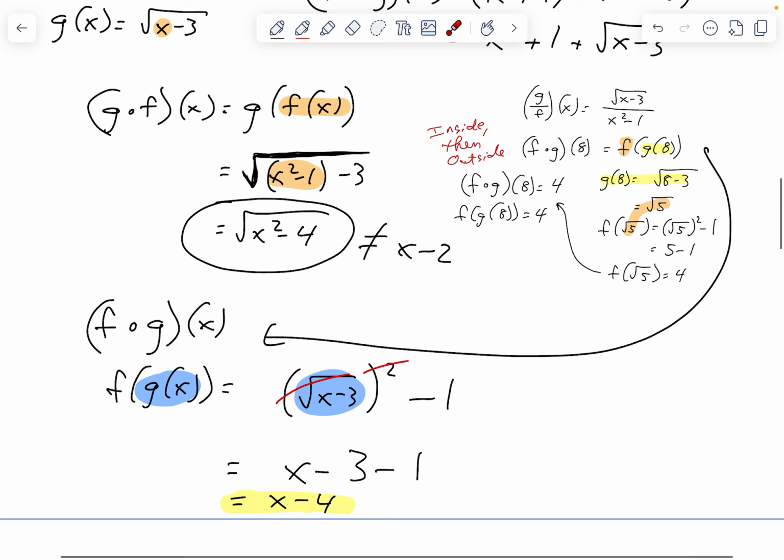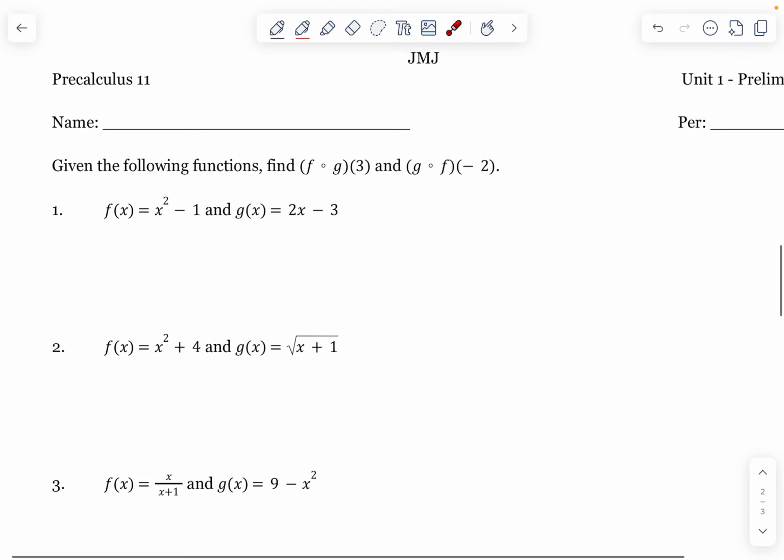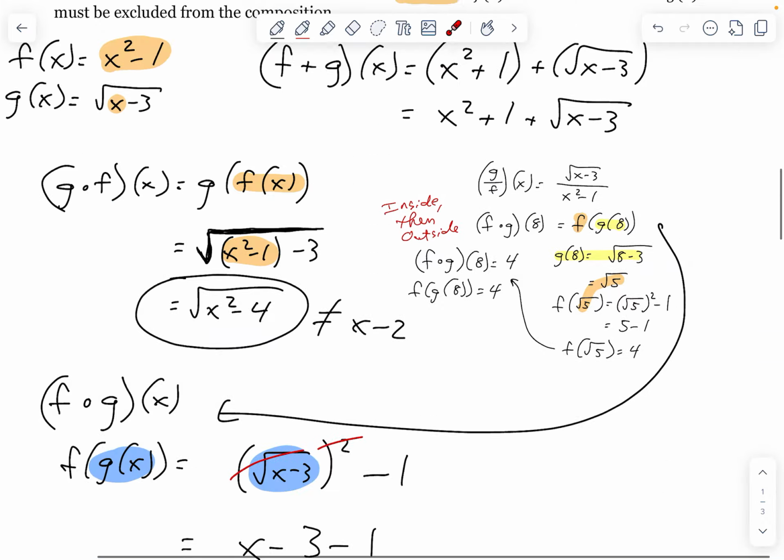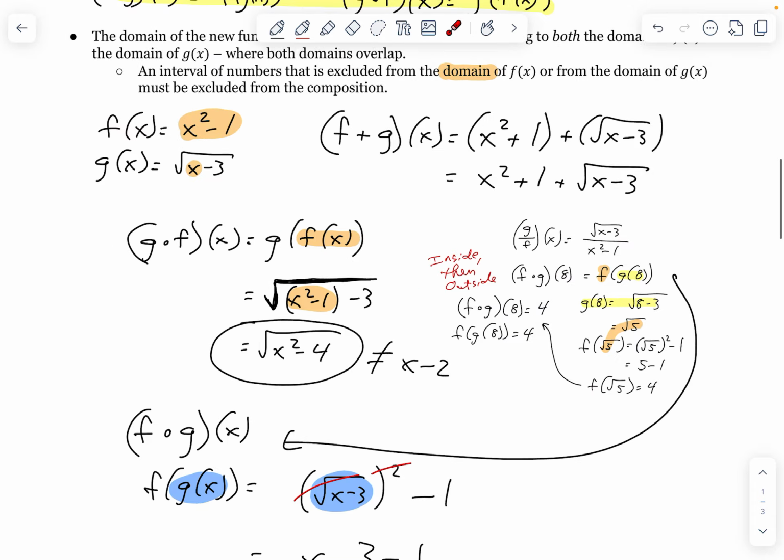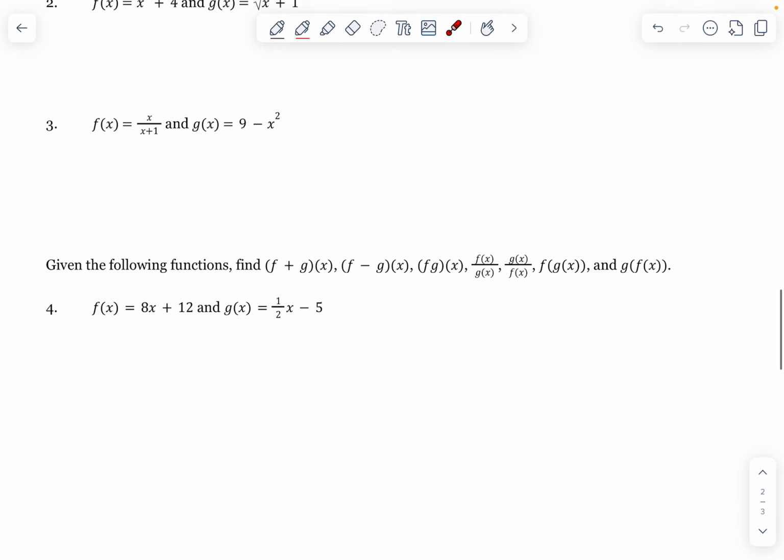You have a couple problems down below. First three are plugging in numbers, f of g of 3, and then the opposite, g of f of 3. So you plug in -2 to f, plug that result into g, just like we saw up here. Then you do what we did second up here.